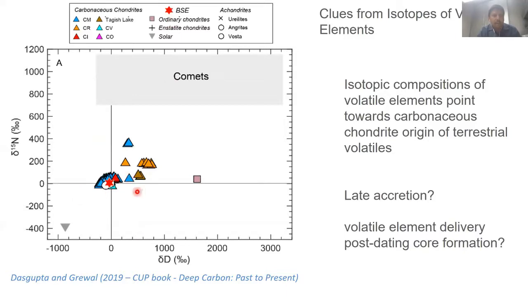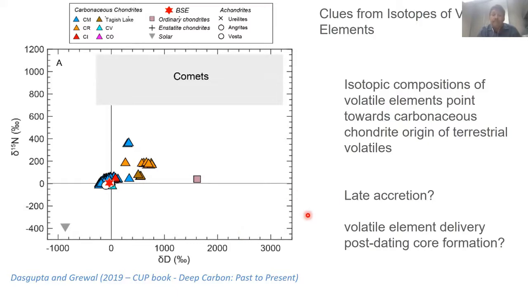And all these triangles and the squares are basically estimates for different carbonaceous chondrites, ordinary chondrites, enstatite chondrites, and so on. And what you can see is there is actually a fairly good match in terms of nitrogen isotope and hydrogen isotope composition of some groups of carbonaceous chondrites with that of the bulk silicate earth. So if you follow this logic chain, it's pretty obvious to argue that late accretion of carbonaceous chondrite type of materials were responsible for delivering volatile elements to our planet, because their isotopic compositions end up matching.